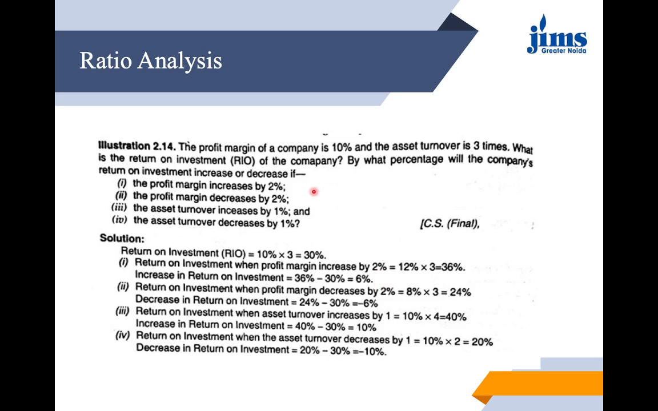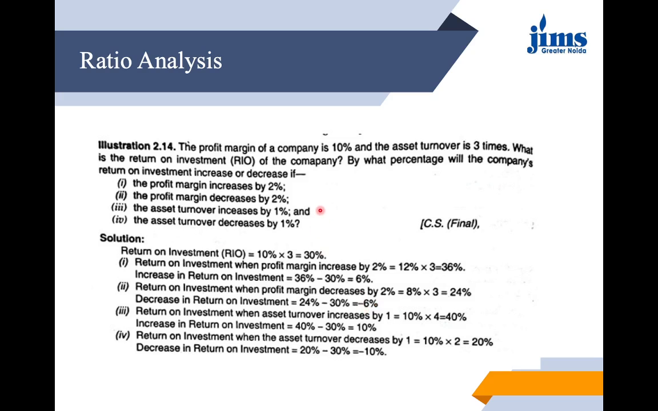In the second part, they are asking you to decrease the profit margin by 2%. So it was 10% originally. Now here we have used 8%. So 8 into 3, 24%. This means that if you are decreasing the profit margin by 2%, it will decrease the return on investment by 6%. You can see here it has gone down by minus 6%.